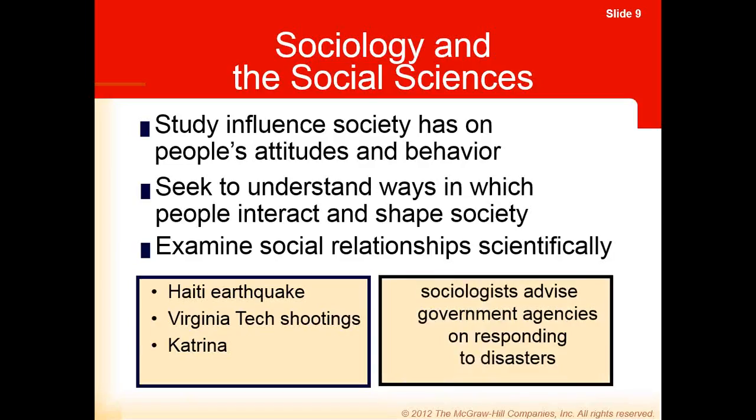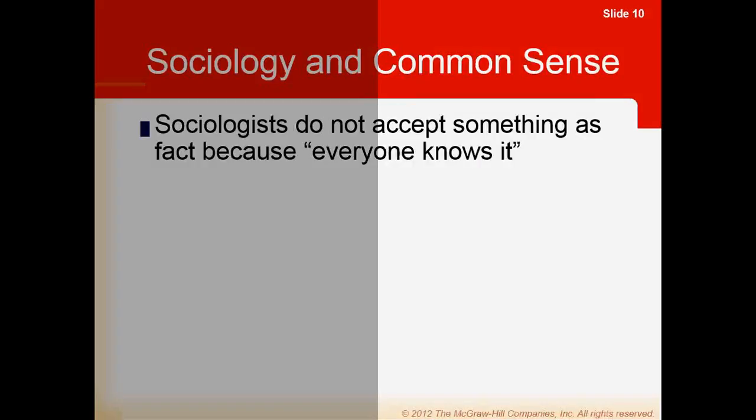It's interesting that President Obama actually made mention during certain aspects of his campaign and during his presidency that he specifically requested to have sociologists on his advisory board, and does have a sociologist on his advisory board. Sociologists, because they do social research, are sometimes sought to advise government agencies on responding to disasters, or more broadly, just on social policy in general.